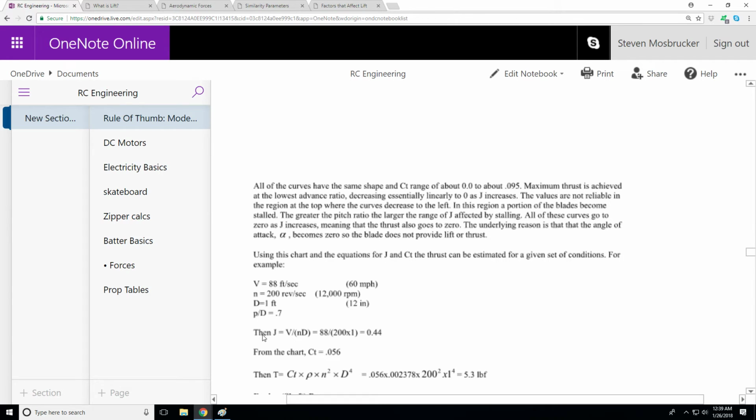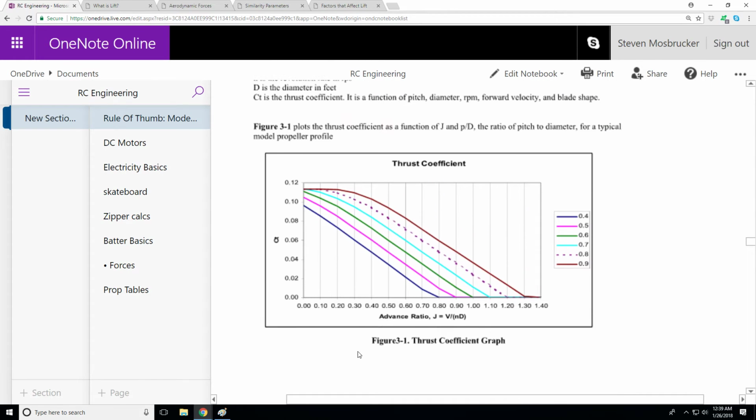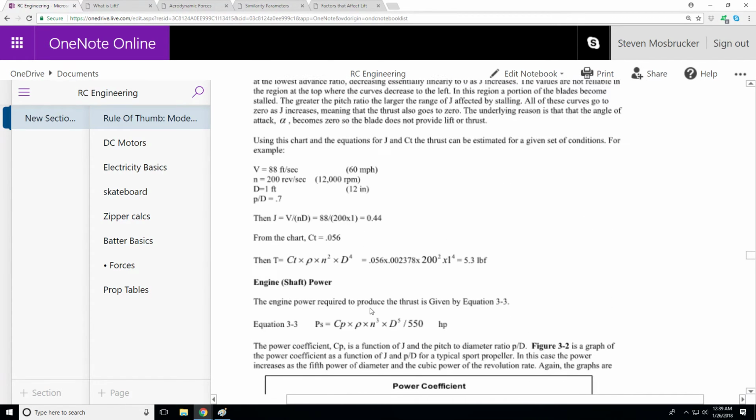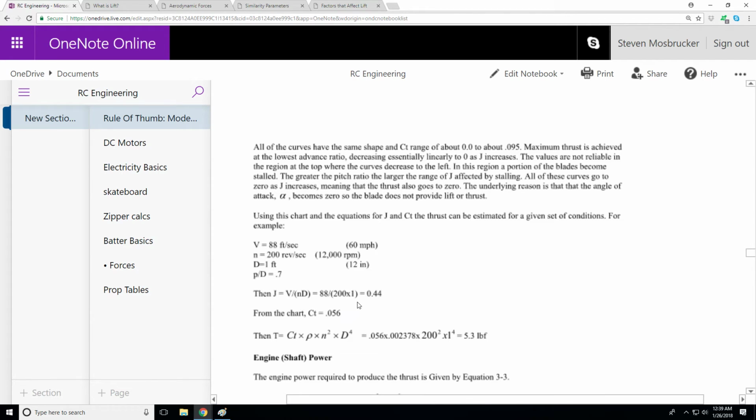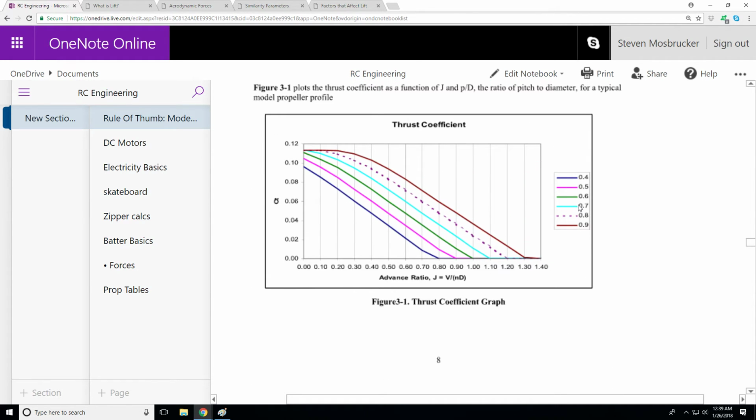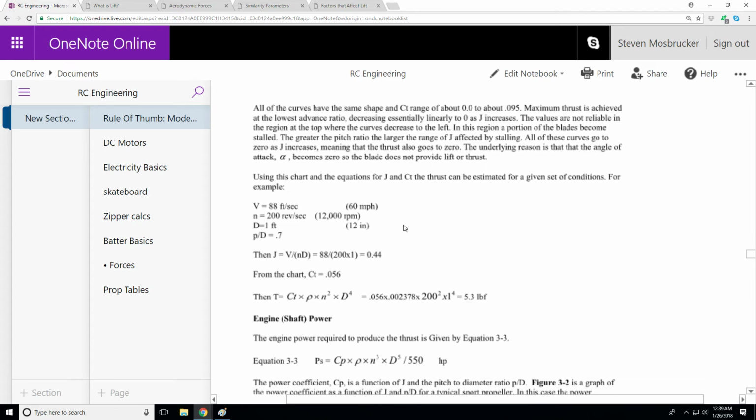So you calculate J, which is V over ND. You're traveling at 88 feet per second divided by 200 revolutions per second times 1 diameter, which is 0.44. So now we have to go find CT. So we're going to look at P/D is 0.7, and we're going to look at 0.44 J. So 0.7, the blue, and 0.44 J. So we're going to look up here.